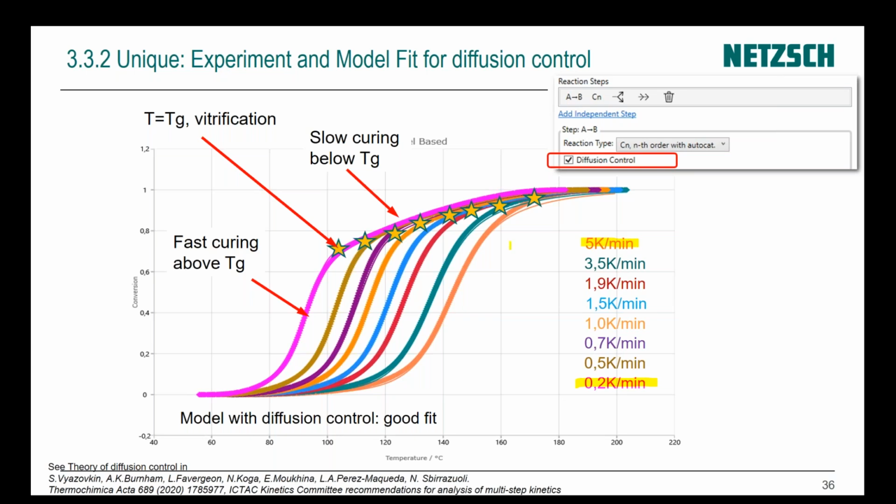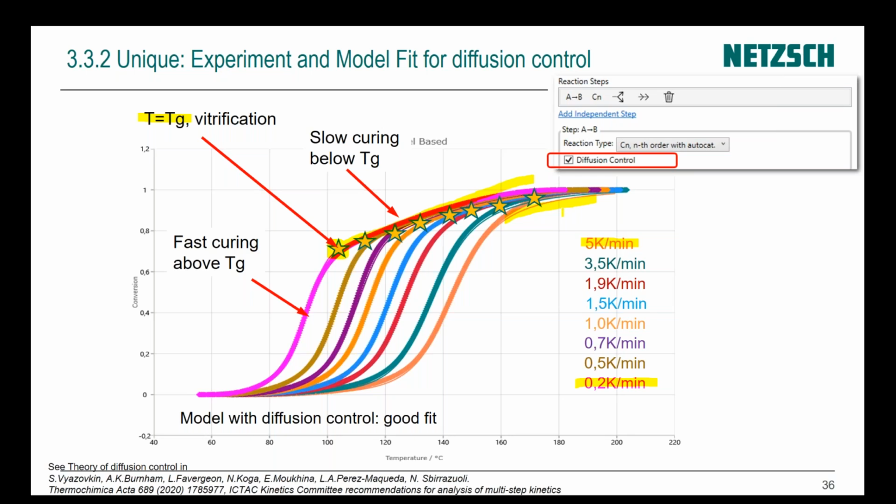The points are experimental data, and the solid lines, where you see a little bit of difference, are our simulation. At the beginning, the material is liquid. We have, for example, coating or paint or adhesives, and here the reaction is fast. Then we have a point where the sample temperature is equal to the glass transition. Here we have vitrification, and the material goes to the glassy state. After that, the curing goes very, very slow because the material is in the glassy state.